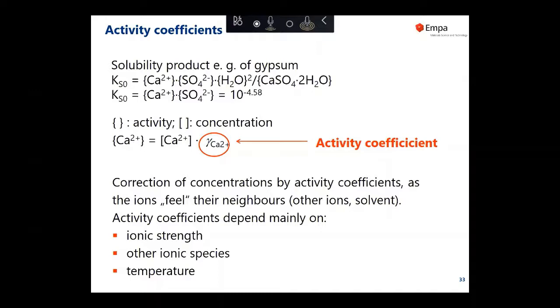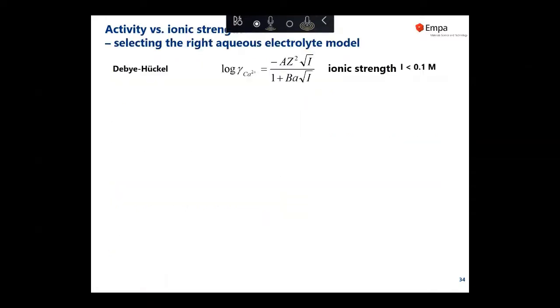Basically it's the same thing for ions. If there are a lot of other ions around, it will be very difficult for them to see their friend. So for instance, for the calcium, it will be very difficult to find the sulfate. And the degree of difficulty we actually can express by the activity coefficient. Clear?